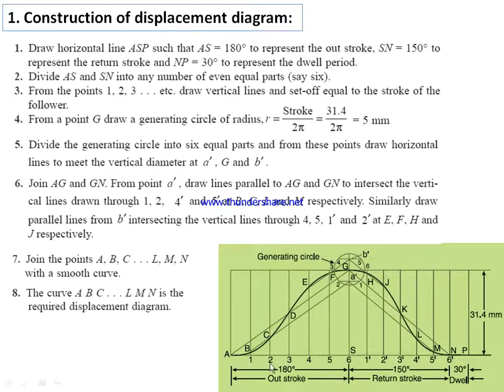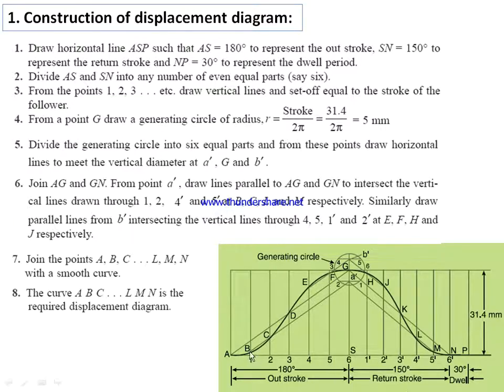Now here the follower moves outward during 180 degrees of cam rotation, and there is no dwell. Immediately it returns during 150 degrees of cam rotation, and during 30 degrees of cam rotation it becomes stationary, that means dwells. This is one complete revolution of the cam, 360 degrees. So 360 degrees can be conveniently represented in terms of some length, say 18 centimeters, 15, whatever you wish.